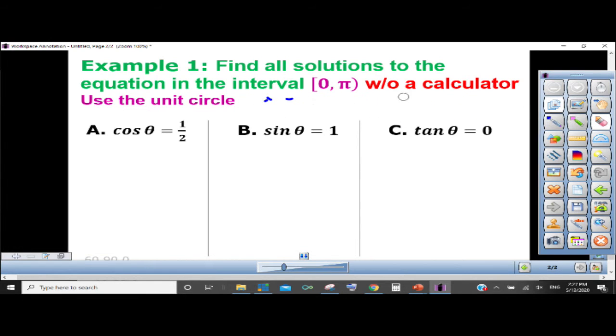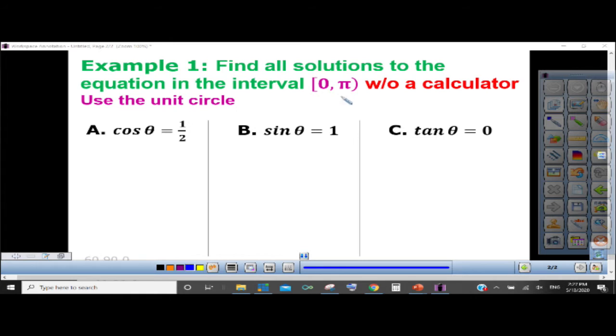So help me out in the chat. How much is pi? Come on. You know this by now. Help me out, please, in the chat. How much is pi? All right. So pi is actually 180.